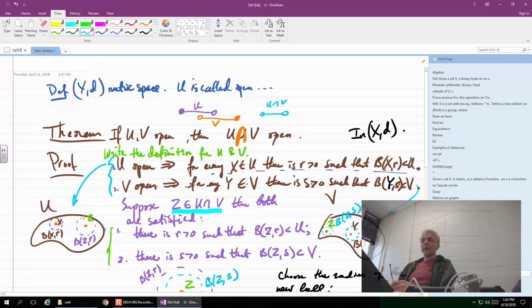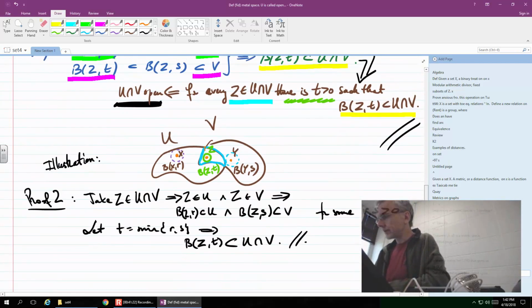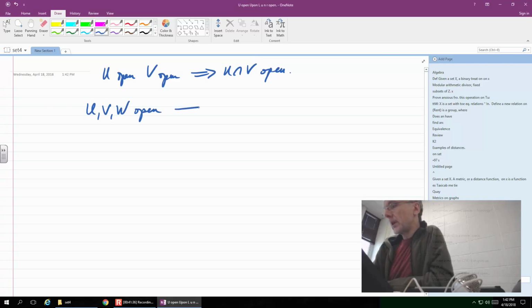Well, there is a more interesting question. I'm sure you would have discovered that pretty quickly. That converse doesn't work. A more interesting question is, what if you intersect more than 2? What about the intersection of 3 open sets? So once again, U open, V open, then U intersection V is open. So that we know. Now U, V, W open. Does it mean that U intersection V intersection W is open?